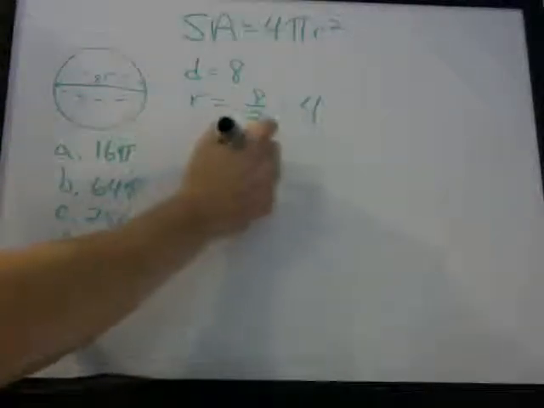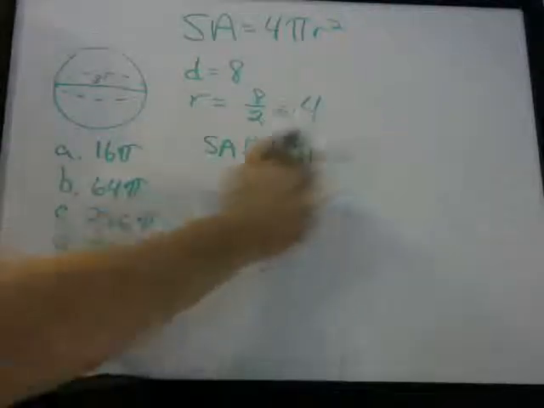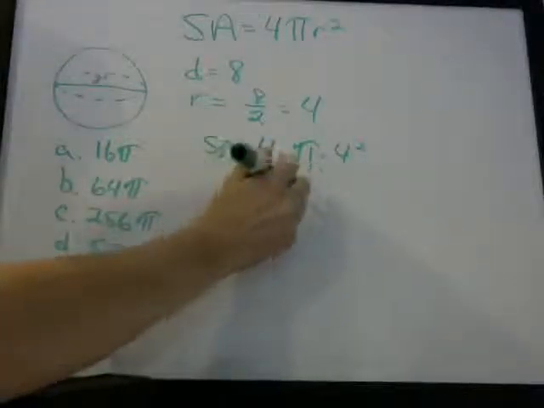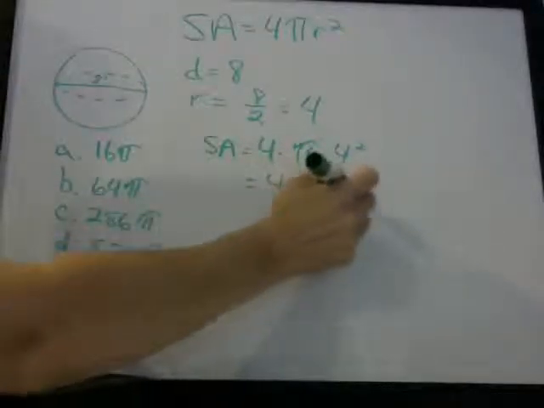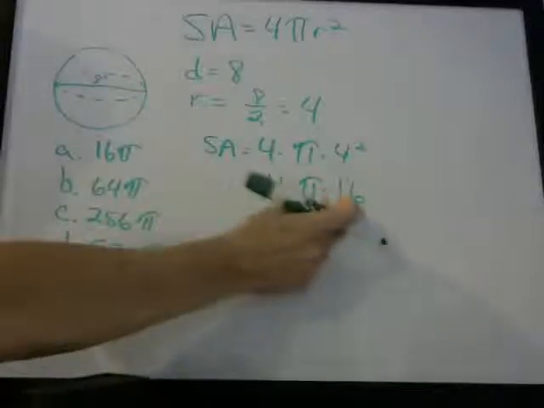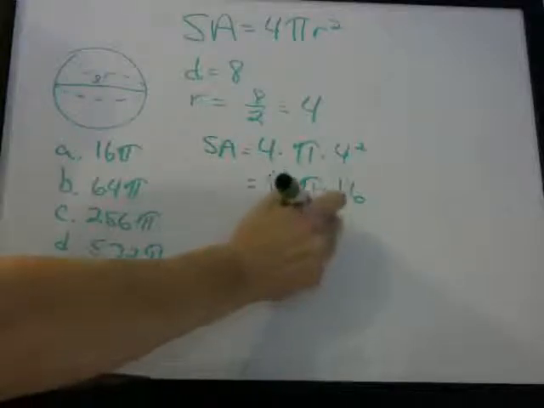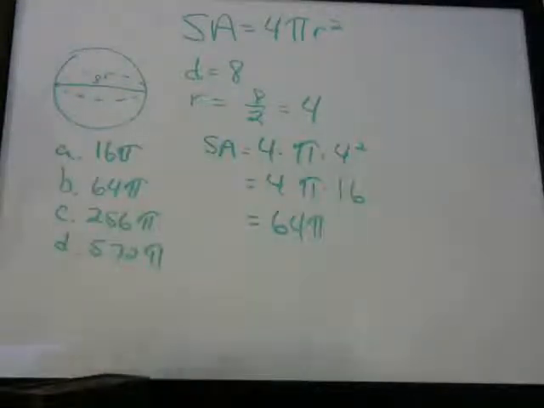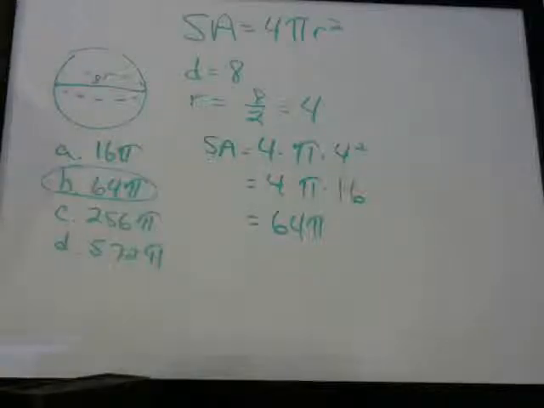So now we have the radius. We're just going to plug it in. Surface area equals 4 times pi times radius squared, which is 4 squared. So that equals 4 times pi. What's 4 squared? 4 times 4 is 16. So now we can simplify that because we can multiply the numbers together. So 4 times 16 is 64, and we just keep the pi. So it's 64 pi, which means 64 times pi. And so the answer is B, 64 pi.